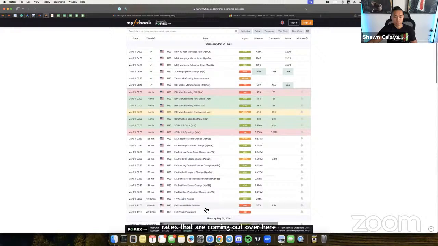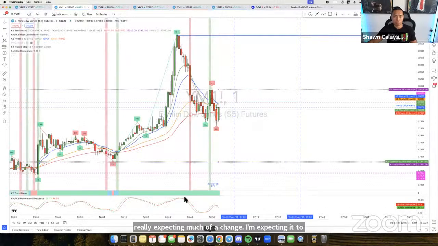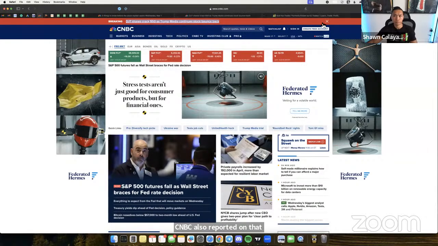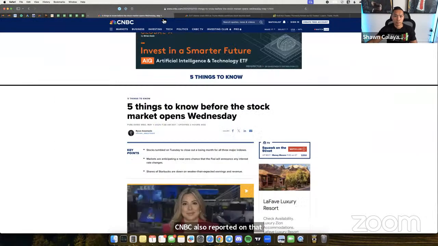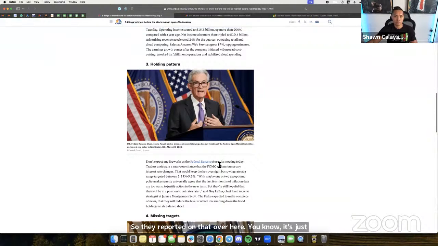So we got the Fed interest rate decision. We're not really expecting much of a change. I'm expecting it to be neutral. CNBC also reported on that. It says, holding pattern: don't expect any fireworks from the Federal Reserve closing its meeting today. Traders anticipate a near zero chance the FOMC will announce interest rate changes. I doubt it. They said they're only making one change this year.